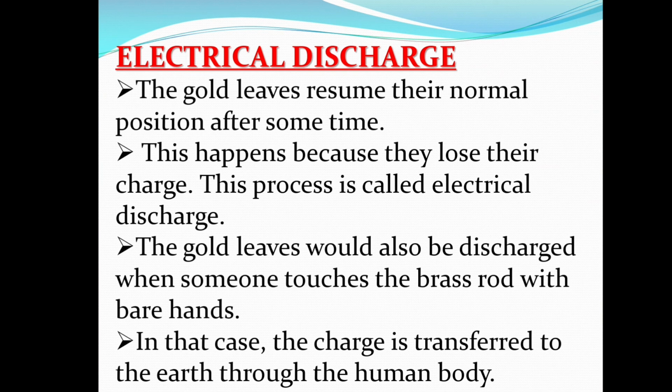So what happens after some time? After a pause, they will come to their normal position. This happens because they will be losing the charge. That process is called electrical discharge. And if someone touches the rod with their hands, even then the gold leaves will get discharged. Charging is the transfer of charge from one object to the other. Electrical discharging is when they lose their electrons. If they lose the charge, that process is called electrical discharge.